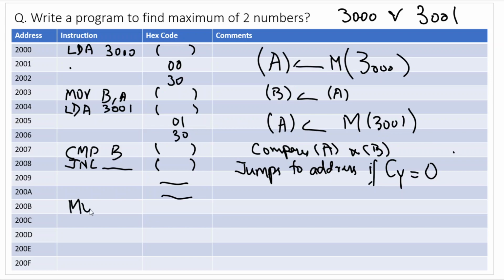Move A, B. So whatever was in B will now be transferred to A. Fine. So we are actually transferring the contents of B to A. B is carrying the data that was transferred from 3000, and that will be transferred here. So you have to write the opcode of this instruction.